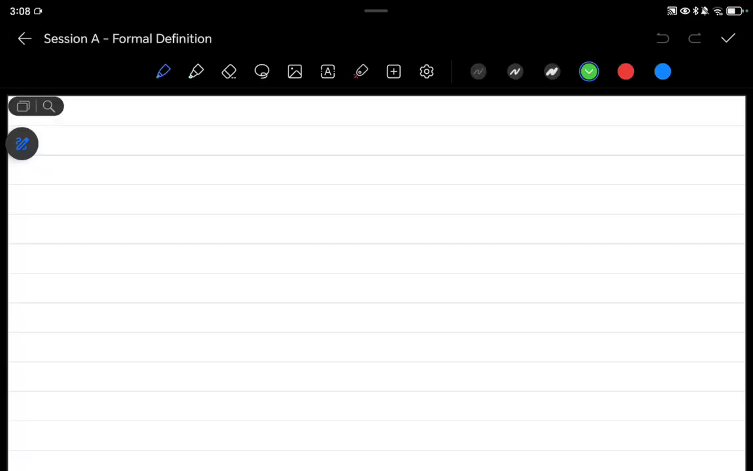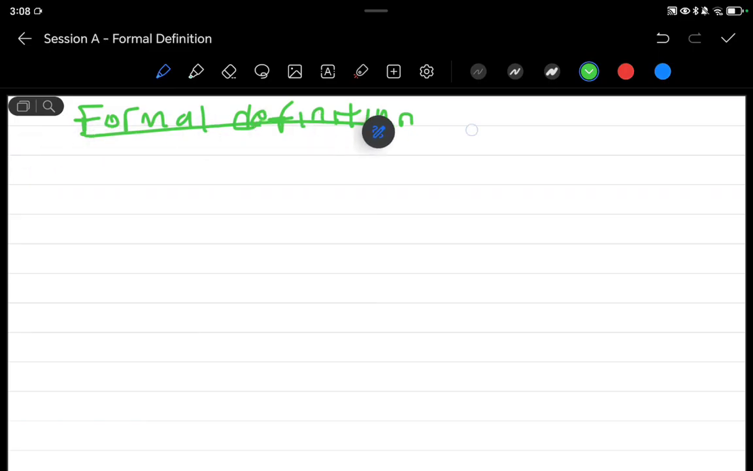So here we were presented, when it comes to the formal definition, I'll just write here: formal definition. We are presented with a definition that says, so I'm just going to define and write this. I'm just going to say definition.